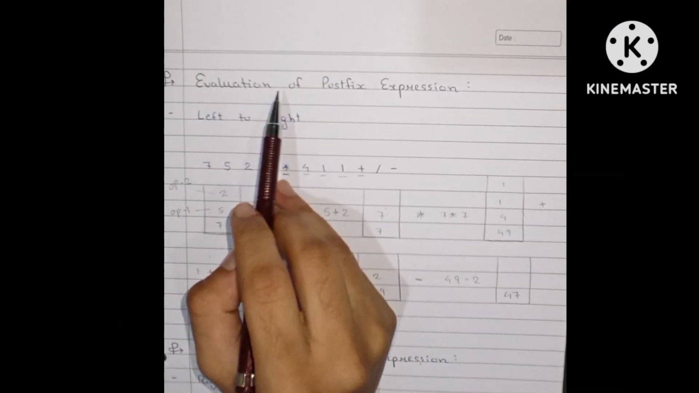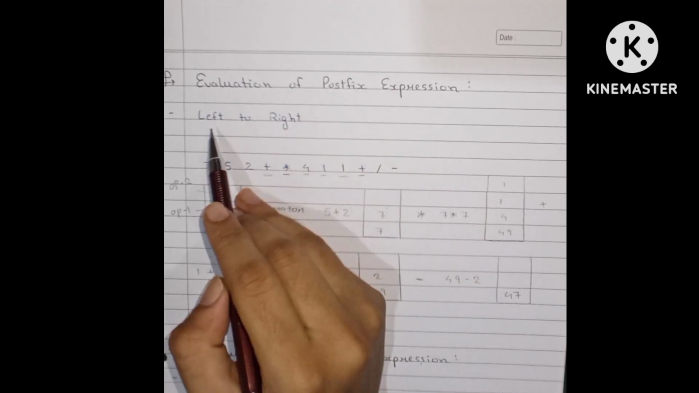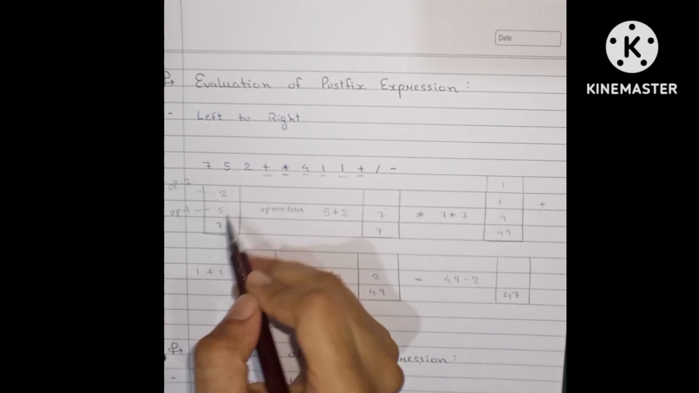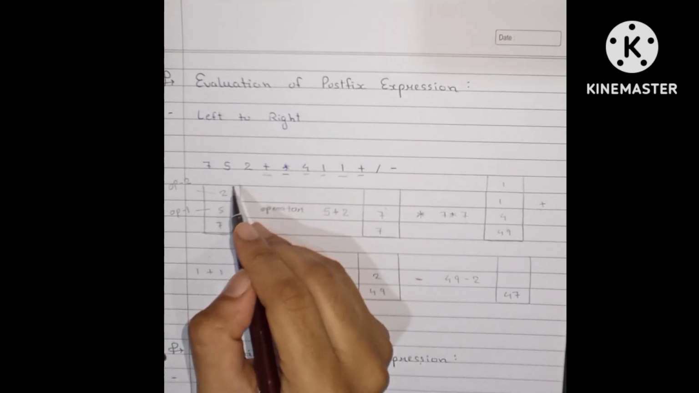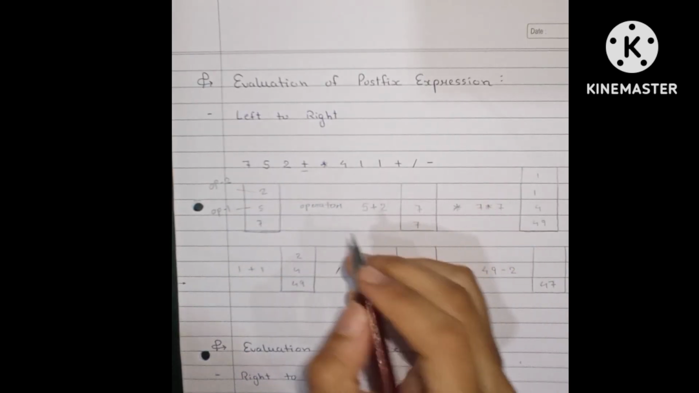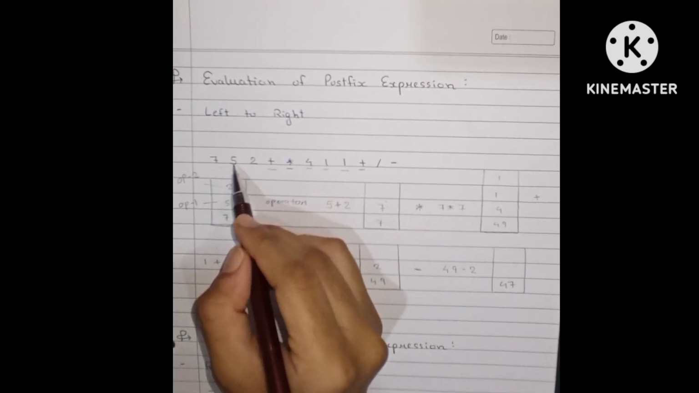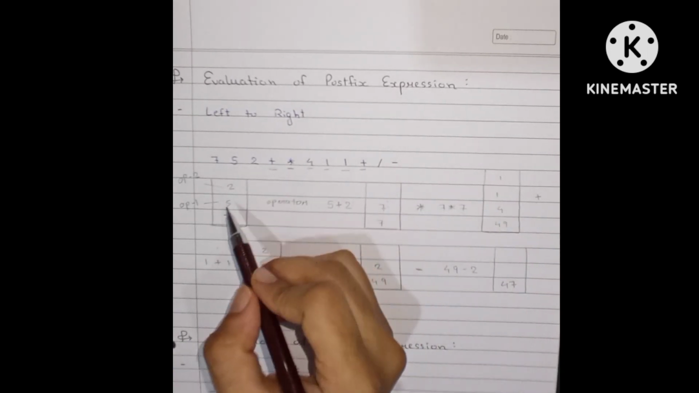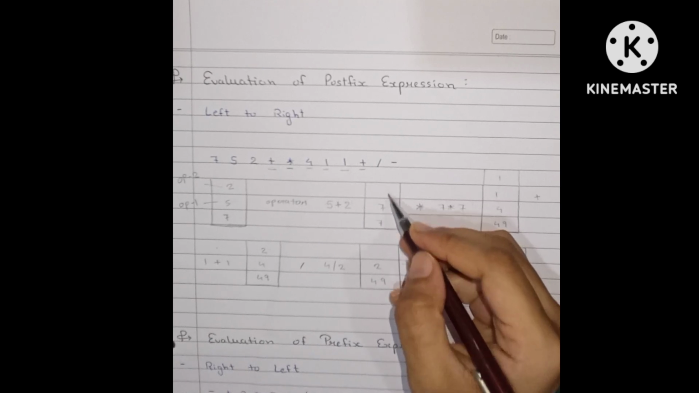The next topic is evaluation of postfix expression, in which the string is read from left to right. The elements are pushed into the stack until an operator is seen. If there is an operator, then pop out the last two elements from the stack and perform the operation. The last element is operand 2 and the second-last element is operand 1. For example, 7, 5 and 2 are inserted in the stack and there is an operator. So perform the operation between the last two operands and add the answer into the stack.